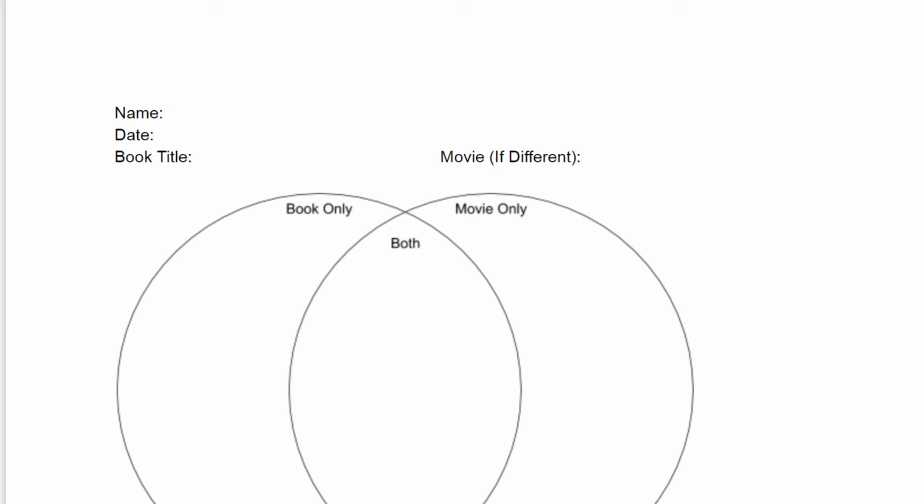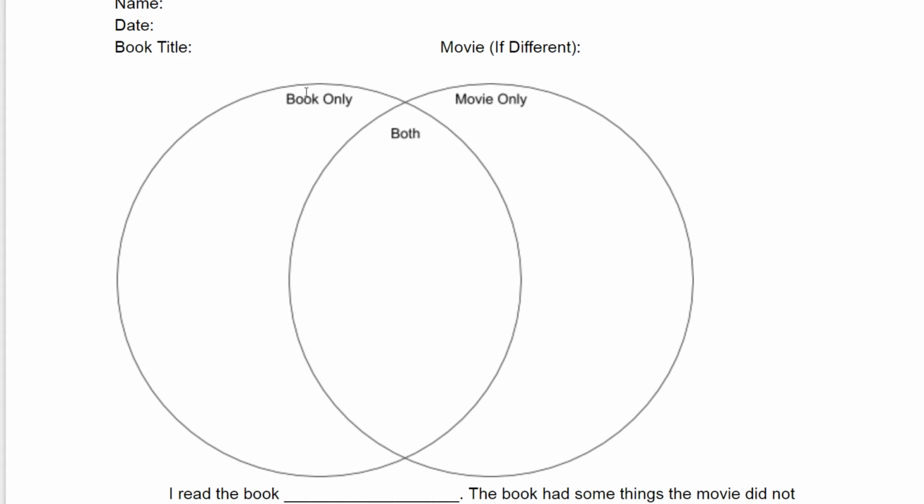Okay, green group. So as you can see, the first thing you need to put is your name, the date, the title for your book, which is The Witches, and the movie, which is also The Witches. On this side, on the left, you're going to put items that happen only in the book, and on the right, things that happen only in the movie. In the center, things that happen for both the book and the movie.